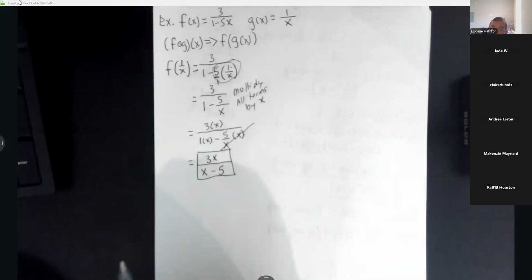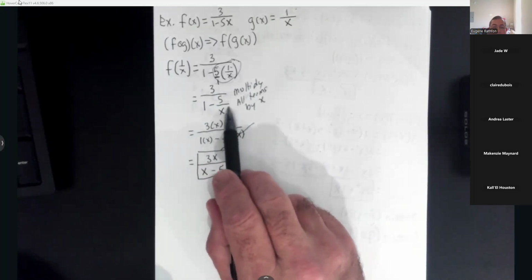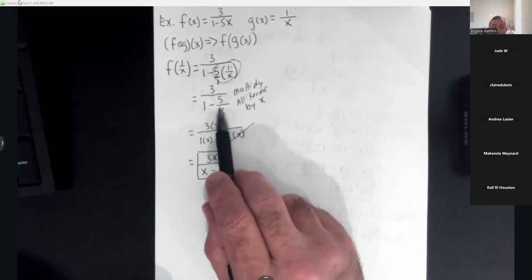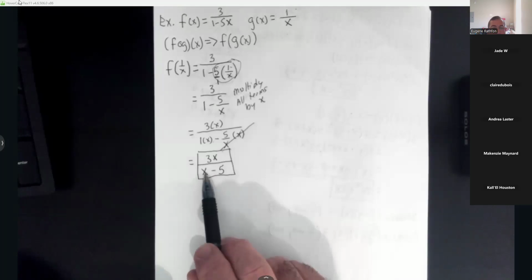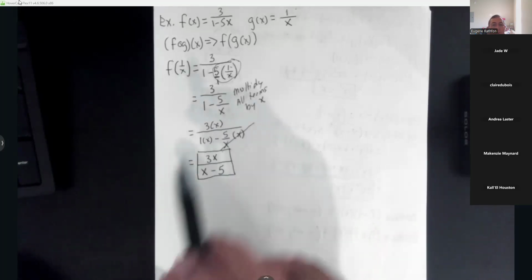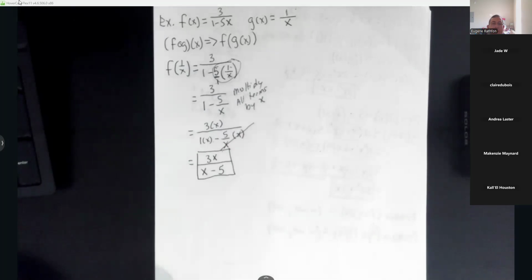So when we do the domain, you have 2 places you have to worry about on this one. First off, right here, this x cannot equal 0. And then right here, this x cannot equal 5. So when we do the domain of this, we're going to kick out the 0 for that x and the 5 for that x.